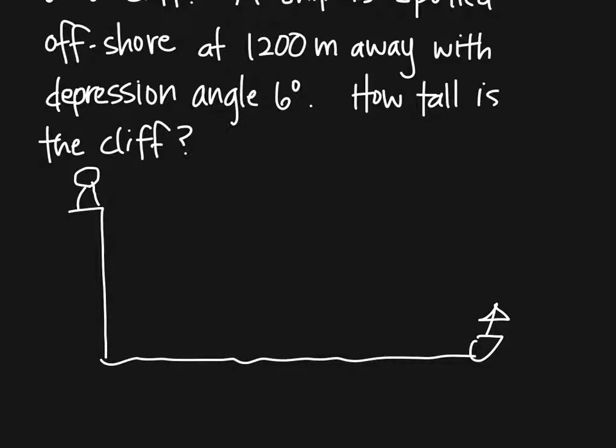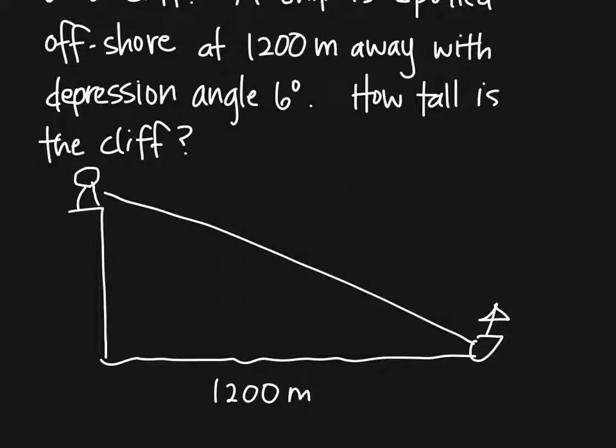And I can see the triangle is formed with the angle of depression. So I have a right triangle now created. Sometimes your book will draw the right triangle for you and you'll have the picture. Other times you're going to have to create the picture on your own. We know that the ship is 1,200 meters away, and so that's going to be the base of my right triangle.